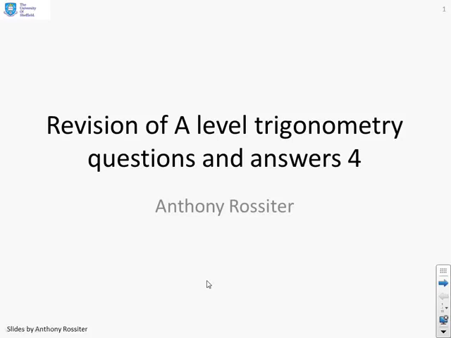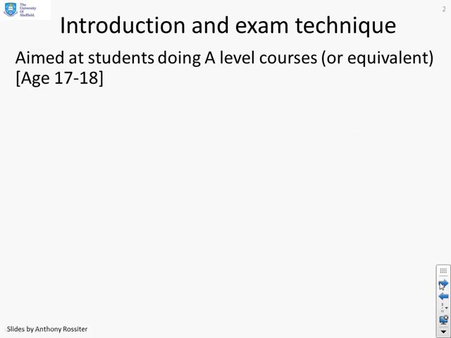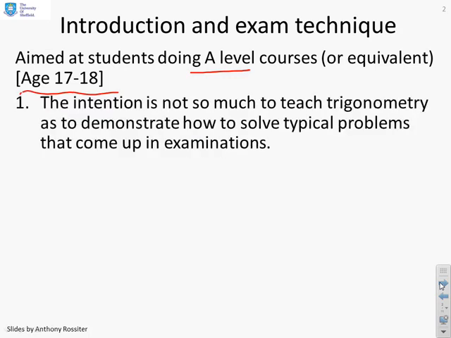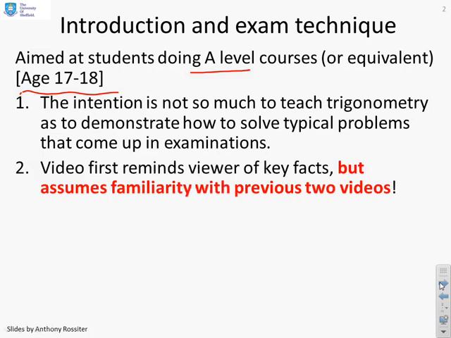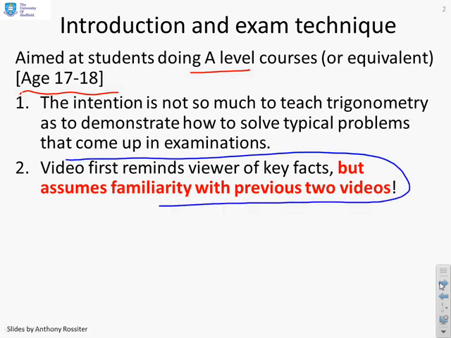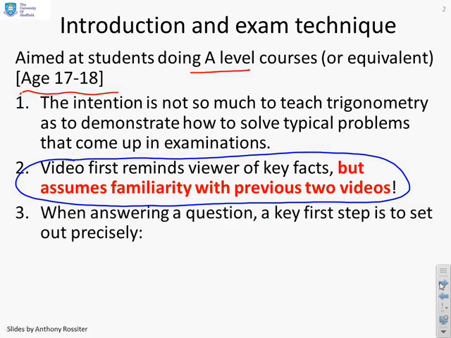This is the fourth video in the revision of A-level trigonometry. Again, just a quick reminder that the level of these courses is for people doing maths at roughly the age 17 to 18. And a reminder that we're not trying to teach the topics, only to look at revision of these topics. So first what we're doing is consolidating the key facts about trigonometry. But then, more importantly, we're looking at a few questions that might come up on an exam.